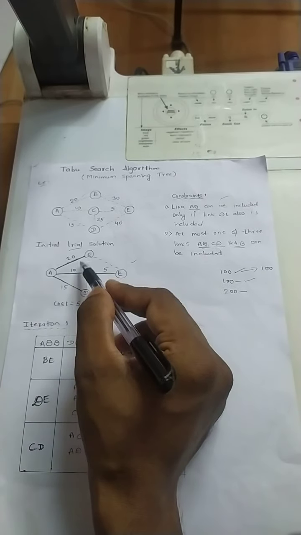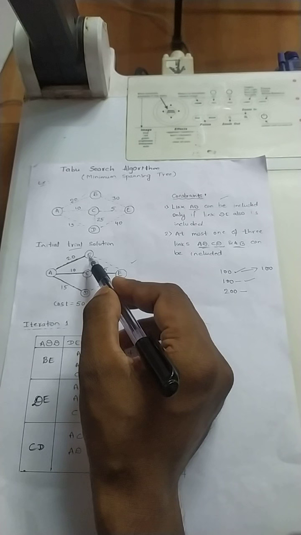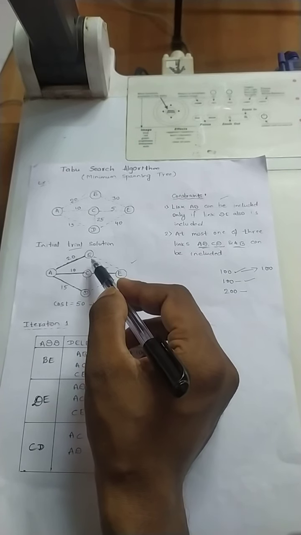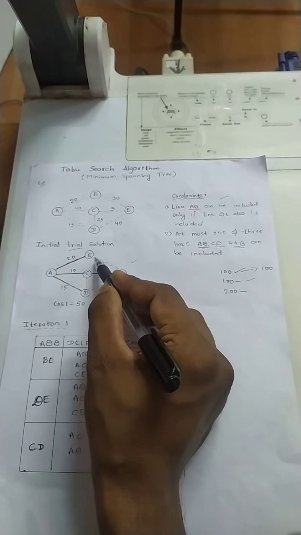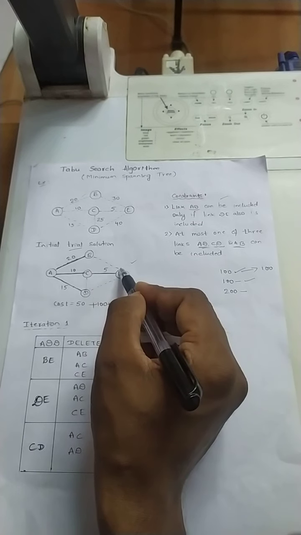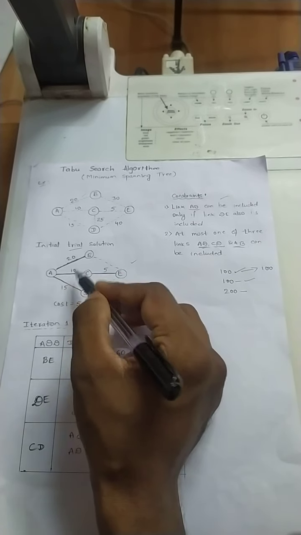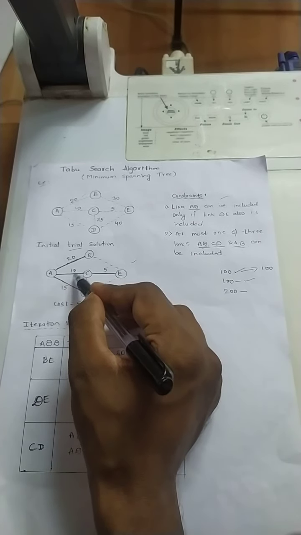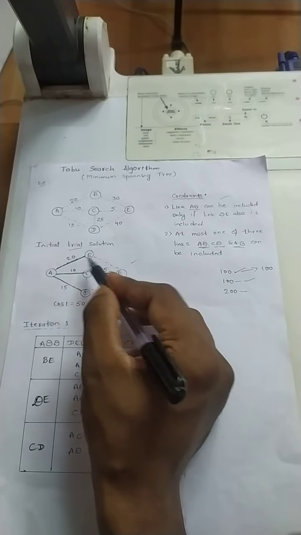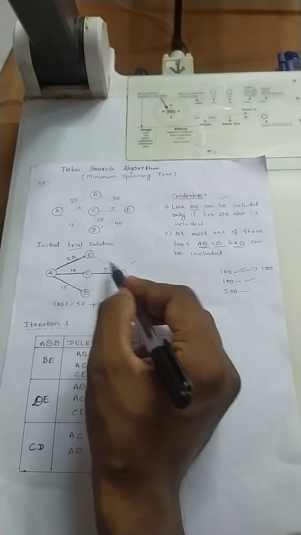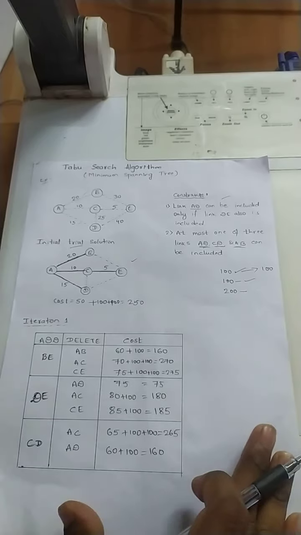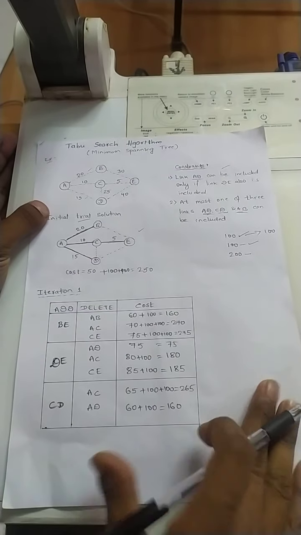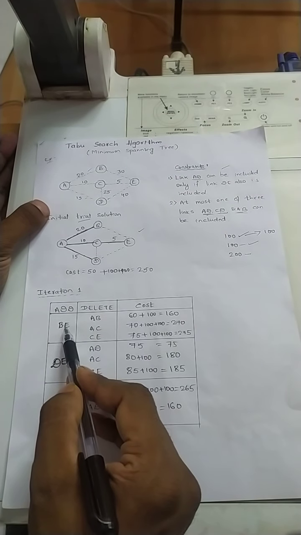So there is a loop, and according to the rule of the minimum spanning tree, there should not be a loop. To break this loop, if I add BE, I should either delete AB, or delete AC, or delete CE. One of these three should be deleted to add BE. So in the first iteration, what we will do is add BE.